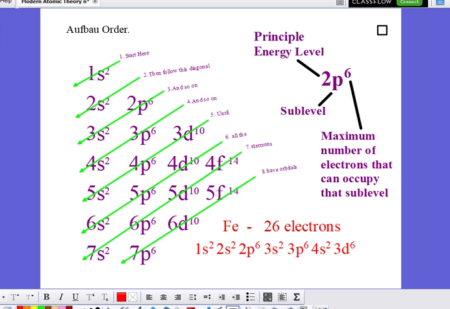And so what we've done here is we've written out where iron's electrons are. And when we do this writing out of where they are, this is called an electron configuration. All right? This is called an electron configuration.